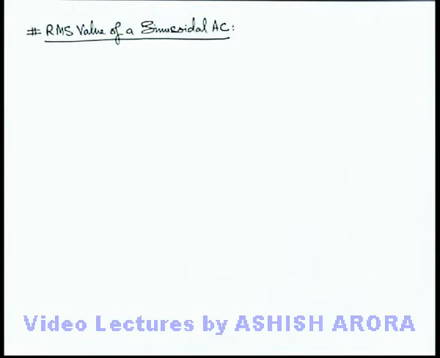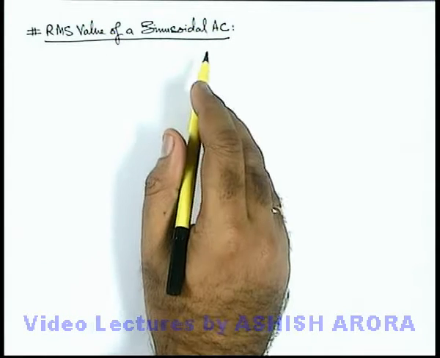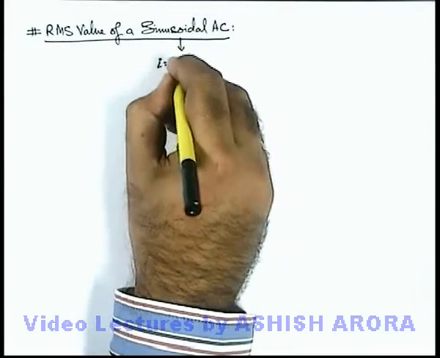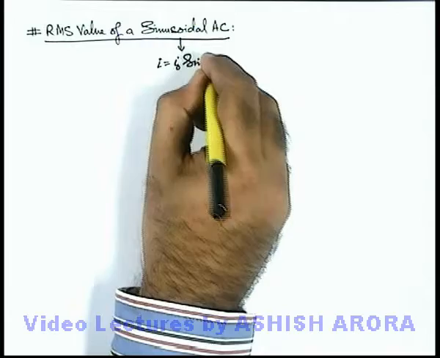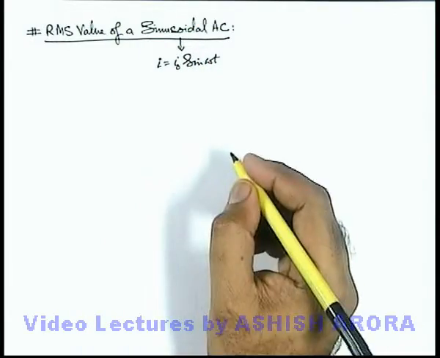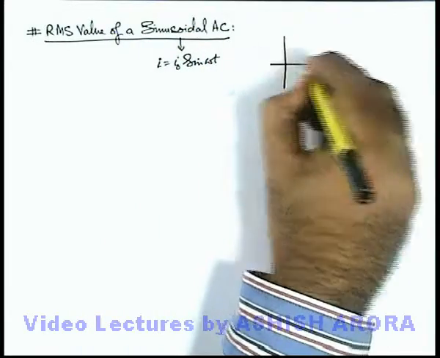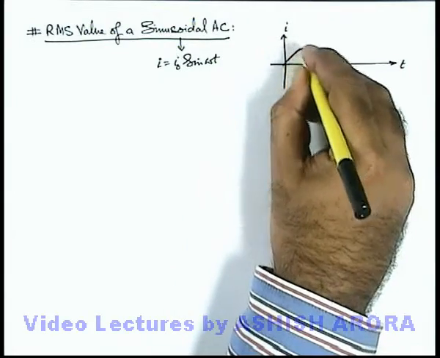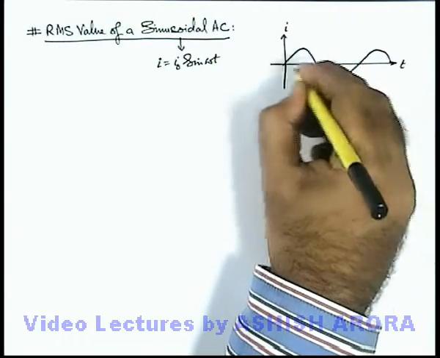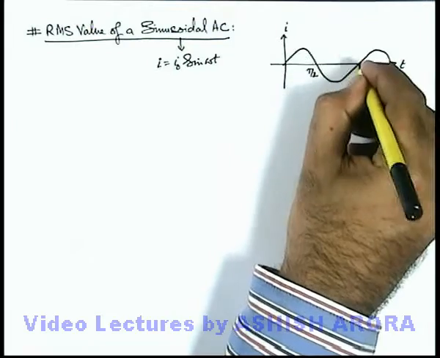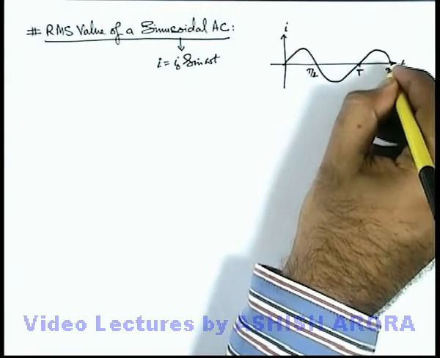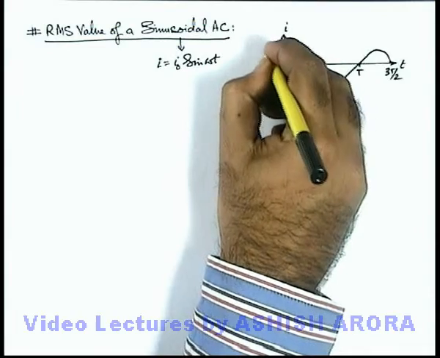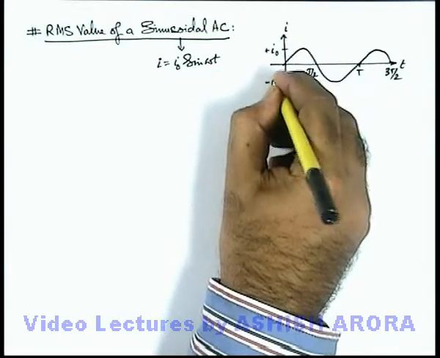Let us now calculate the RMS value of a sinusoidal AC. Again, we can consider sinusoidal AC as I equals I naught sin omega t, where I naught is the peak value. If we plot this function, it is a sine curve which looks like this. For half cycle, that is T by 2, and then next half cycle is T, then 3T by 2, and so on, the current is oscillating between plus I naught and minus I naught.